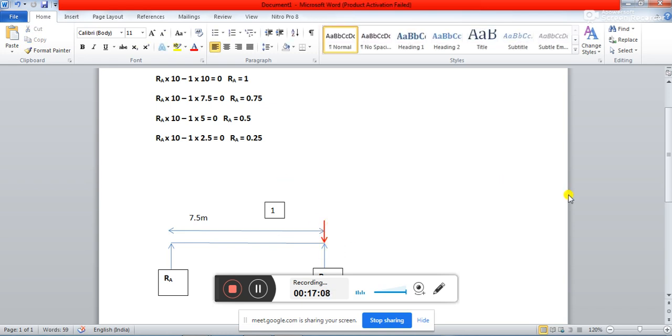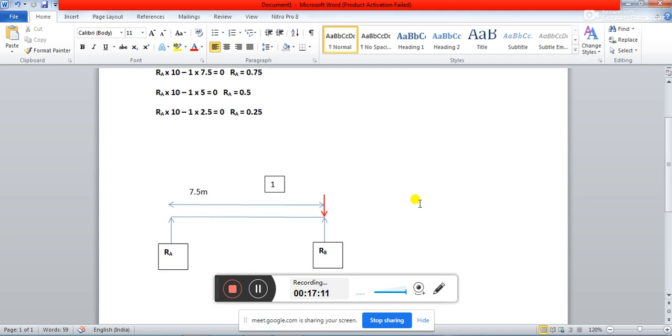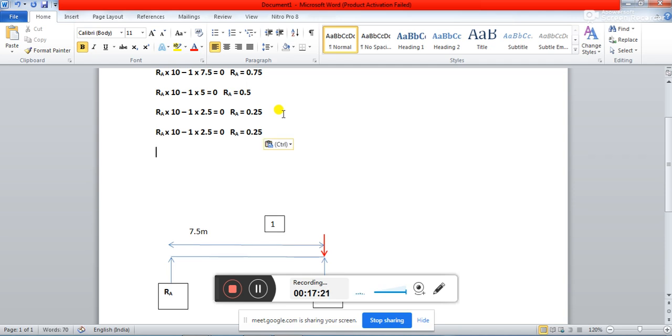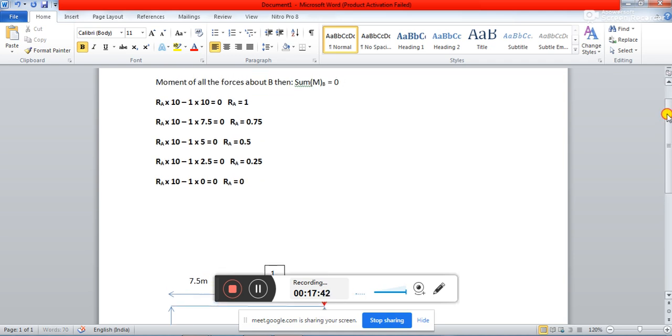Now in that case, if you want to find out the reaction, there will not be any moment of this force about this RB. So what will happen to this equation? If you take the moment about B, the equation will change to RA into 10. RA into 10 will remain the same, and then you have the unit load which is just placed over the support B. So the distance of this unit load from the support B will become equal to 0. So you see, your RA value is going to be equal to 0. Have you understood this thing?